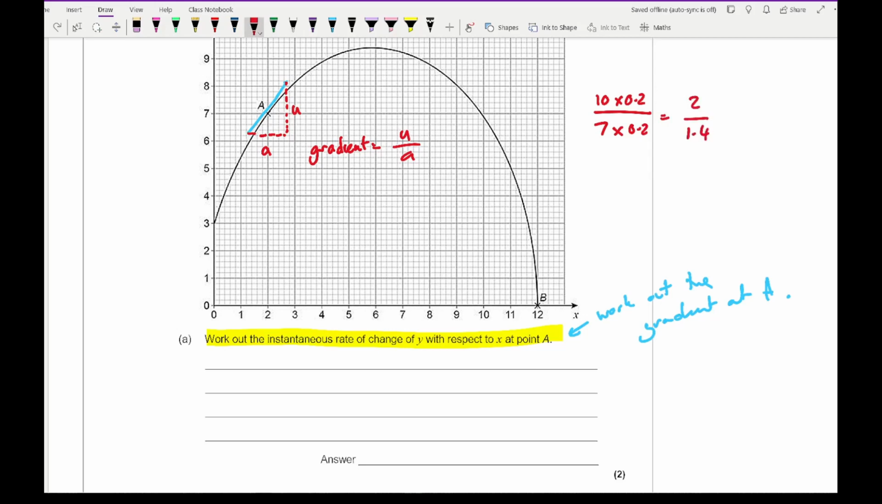So again, your gradient values could be different, but make sure that you are drawing that straight line, the tangent at point A on your diagram, turning it into a triangle, and then working out the gradient accordingly. Now, where I've got 0.2 from is basically what one of these little small squares represents. So here I've got 5 squares equals 1, so one little square must equal 0.2 vertically, and the same applies to horizontally as well.